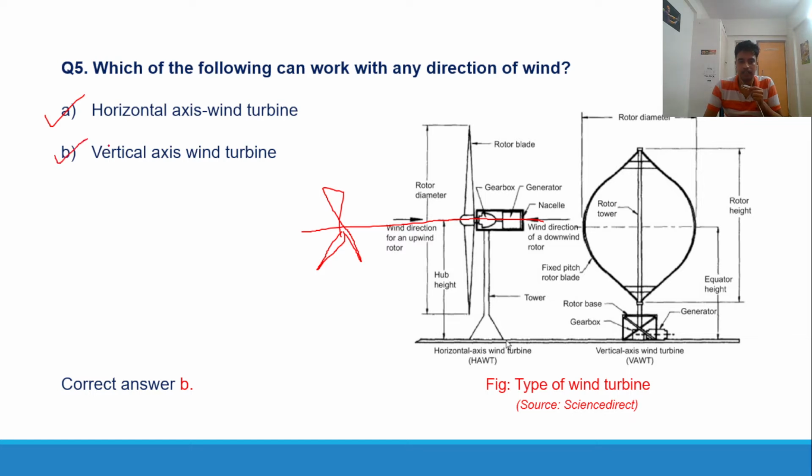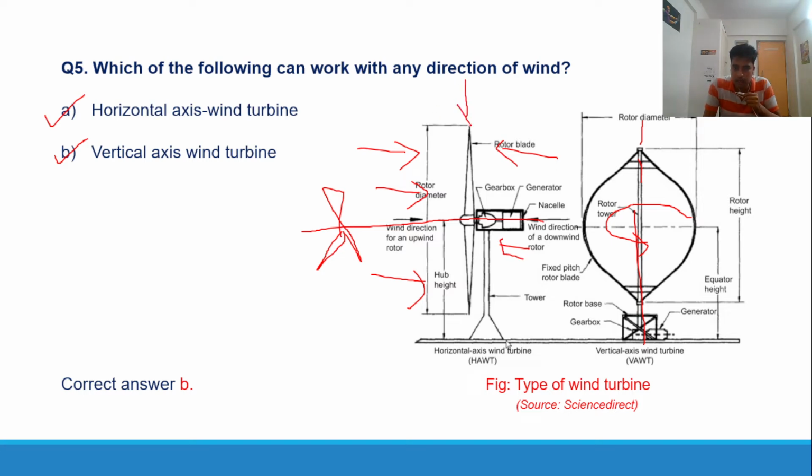And for the vertical axis wind turbine, this is the vertical axis and these blades move like this. So I have put these two pictures to make it clear what the horizontal axis and vertical axis wind turbines are. Which of the following can work with any direction of wind? For the horizontal one, only this direction of wind can come here, or this direction of wind can come here.